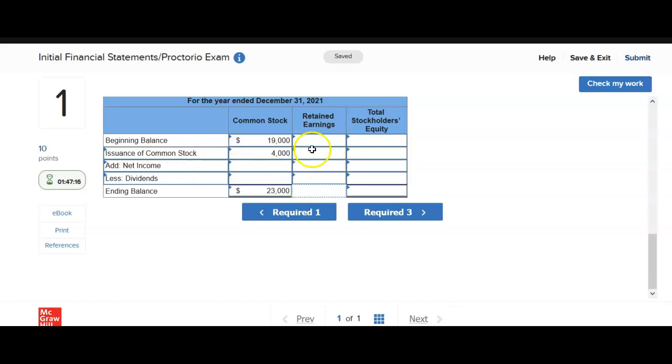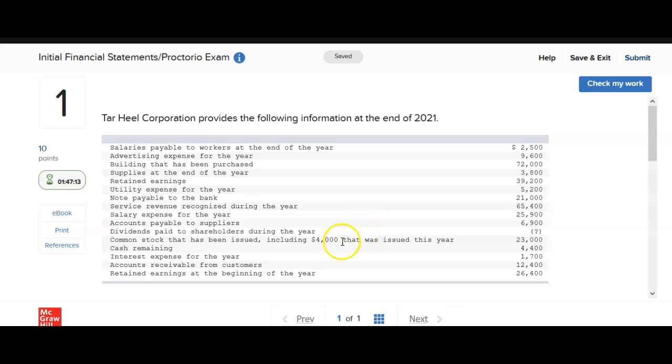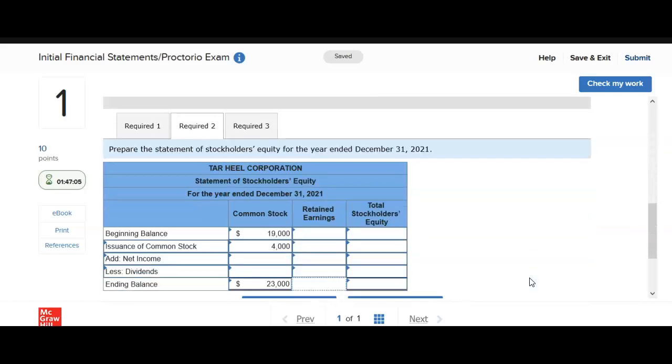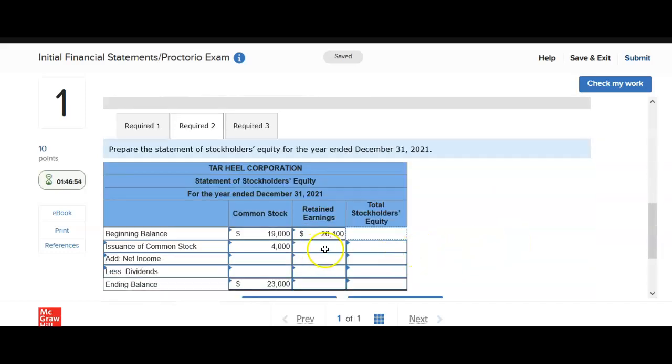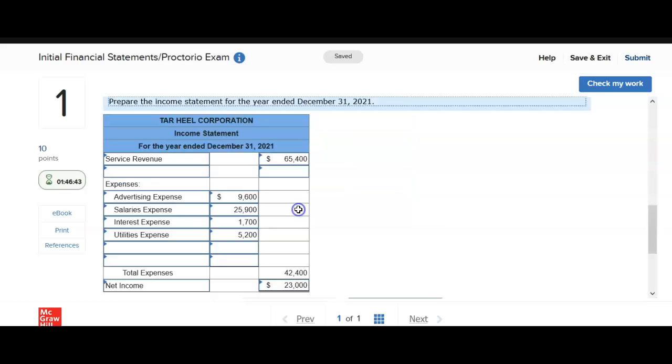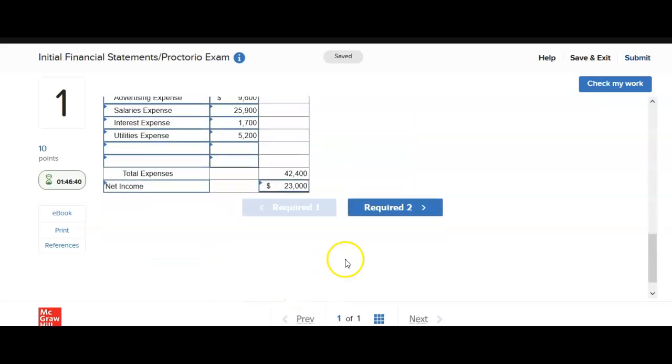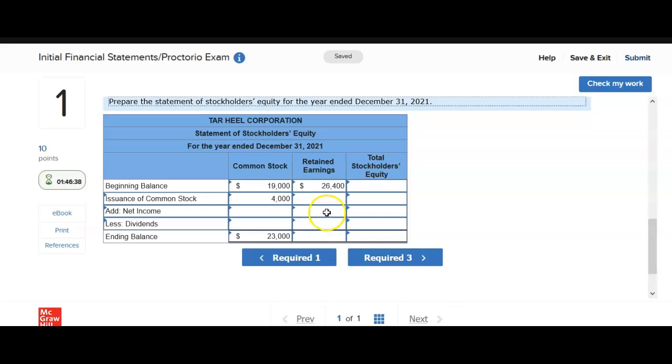Let's look at the retained earnings column. We need the beginning balance in retained earnings. Let's go up, find retained earnings right here, and they tell us this is the balance at the beginning of the year, $26,400. You have to read this fairly close. Every word in here makes a difference. So 26.4 drops in. Now we're going to add the net income. We don't add issuance of common stock to retained earnings. That's under common stock. So we need net income. So let me go back to the income statement, $23,000. So now let's drop $23,000 in.